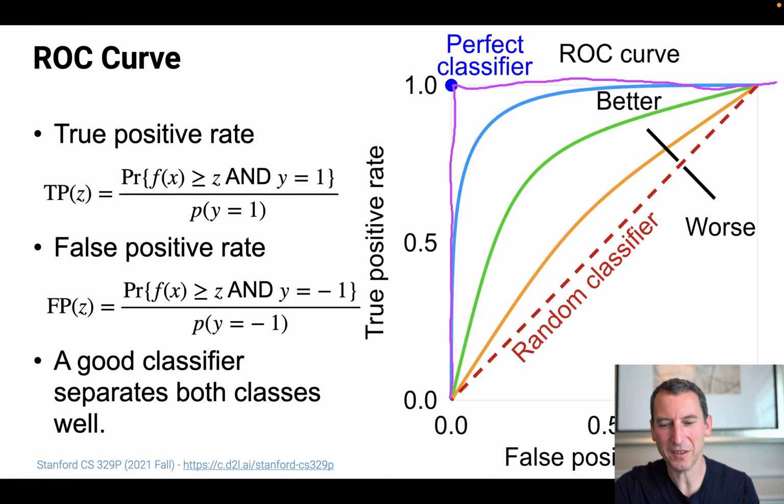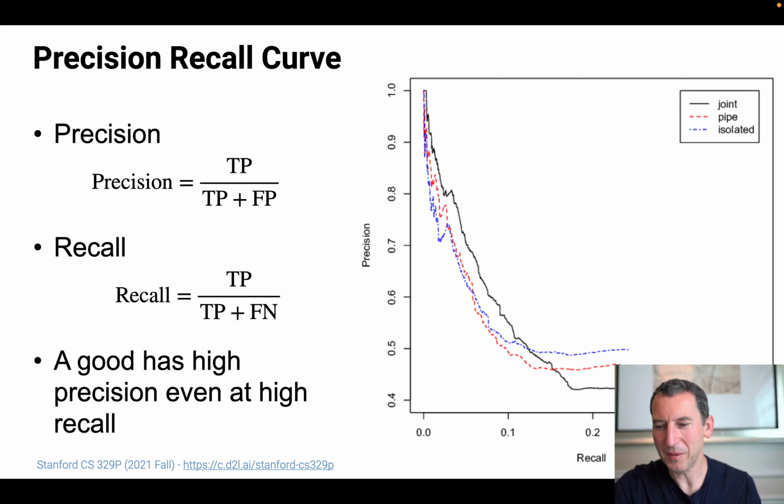And a good classifier will separate well. So let's look at another one, namely a precision recall curve. Precision and recall can be expressed in terms of true positives and false positives. Precision is basically the ratio between true positives and the number of total observations labeled as positives. So basically that's true positives plus false positives.